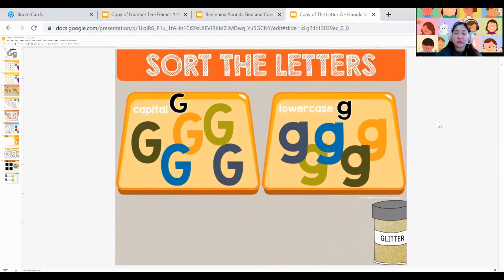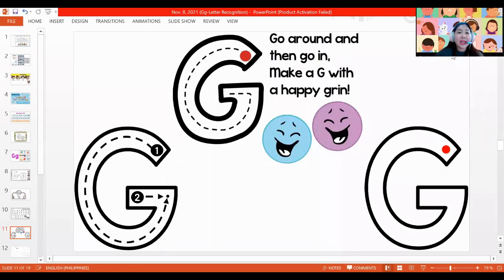Now it's time for us to count. 1, 2, 3, 4, 5. We found 5 capital letter G's. How about the lowercase? 1, 2, 3, 4, 5. Another 5 lowercase letter G. Now that we already know our capitals and our lowercase, how about we practice writing our capital letter G? So kindly get your whiteboards and your whiteboard markers so we can make our capital letter G.